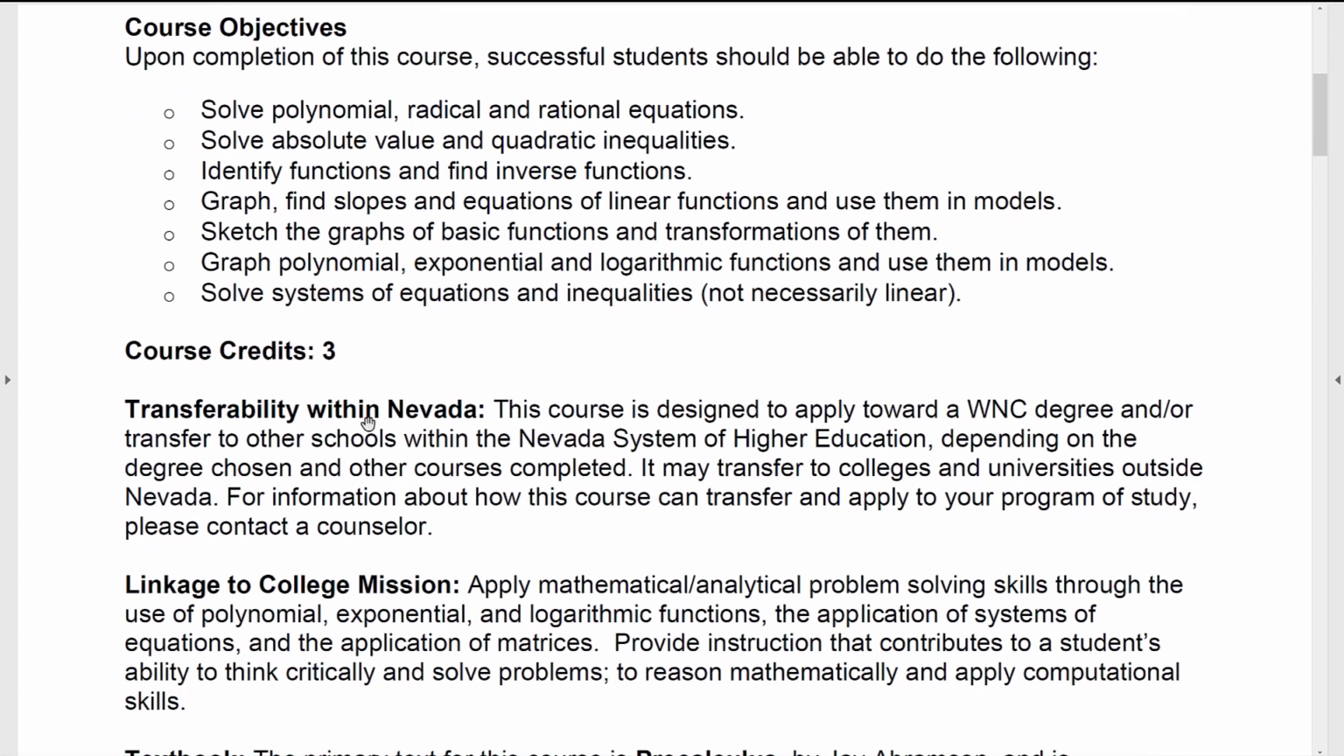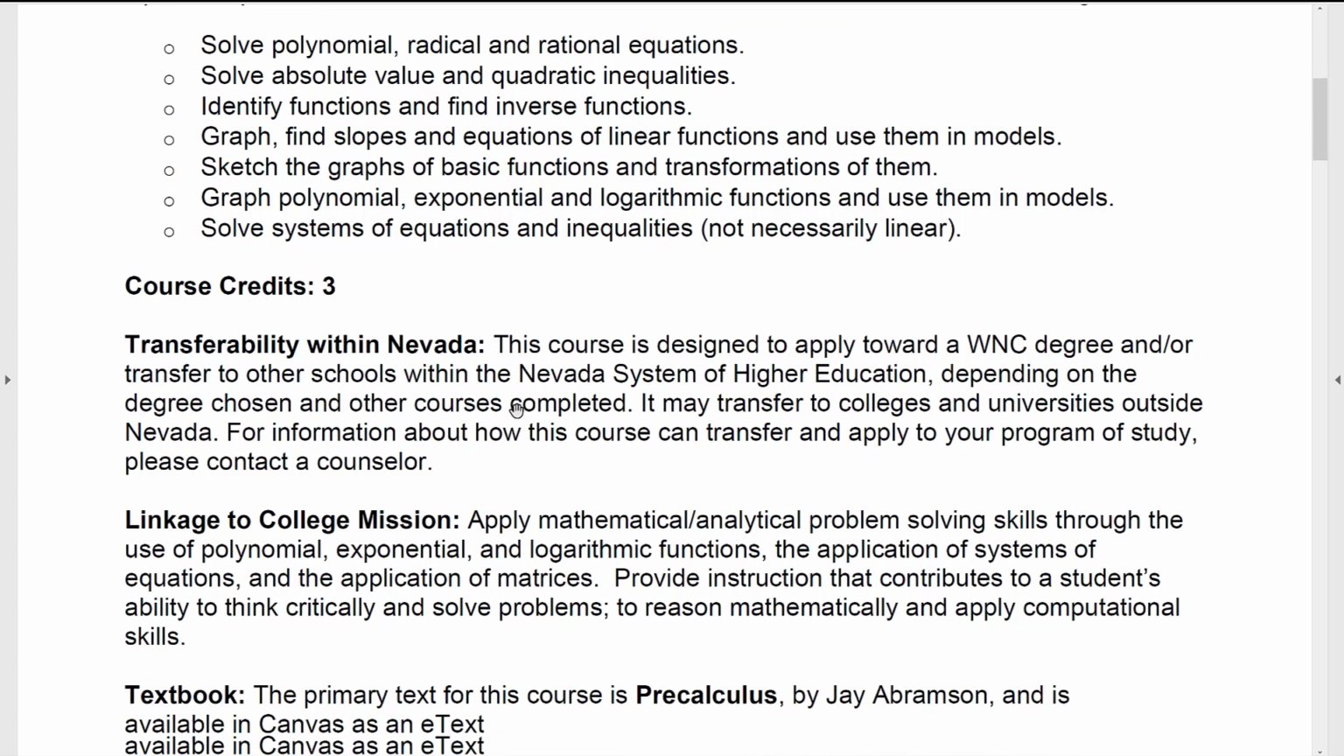Okay, it's a 3-credit class. Transferability within Nevada: this course is designed to apply towards a WNC degree and/or transfer to other schools within the Nevada system of higher education, depending on the degree chosen and other courses completed. It may transfer to colleges and universities outside Nevada. For more information about how this course can transfer and apply to your program of study, please contact a counselor.